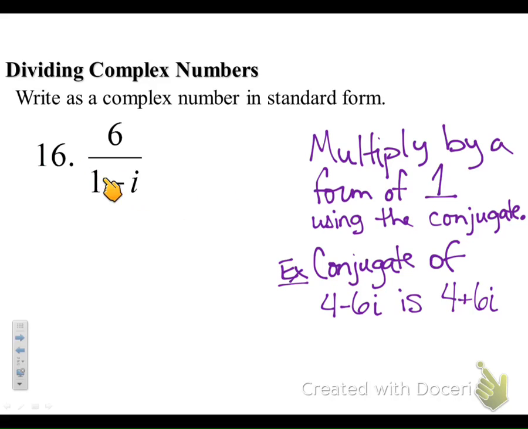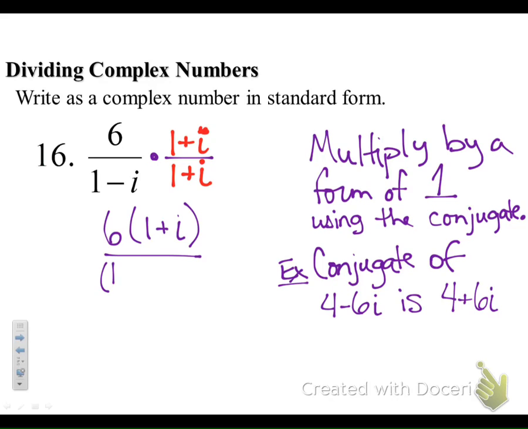I've got to determine what is the conjugate of that denominator. It's 1 plus i. So I'm going to multiply by a form of 1. Here's what I mean by a form of 1. 2 divided by 2 is 1. 3 divided by 3 is 1. i divided by i is 1. So if 1 plus i is what I need to multiply by, then I'm going to multiply by 1 plus i over 1 plus i. That is a form of 1. I take numerator times numerator, divided by denominator times denominator.